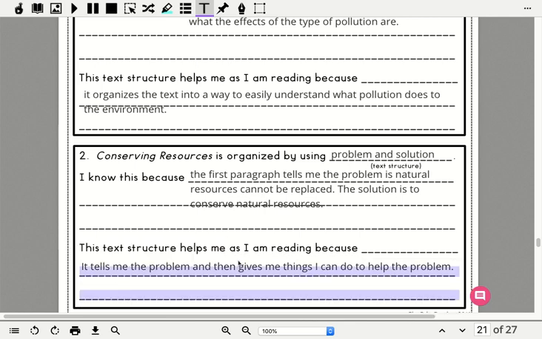And now we're completely done with our pollution and conserving resources packet. Good job.